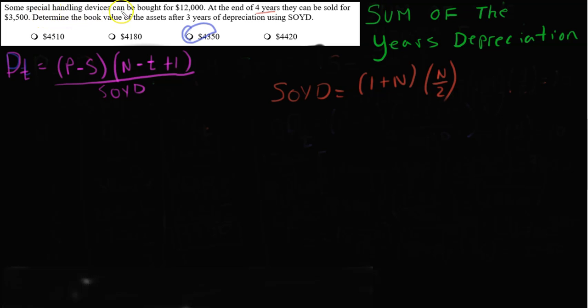Some special handling devices can be bought for $12,000. At the end of 4 years, they can be sold for $3,500. Determine the book value of these assets after 3 years of depreciation using sum of the years depreciation.